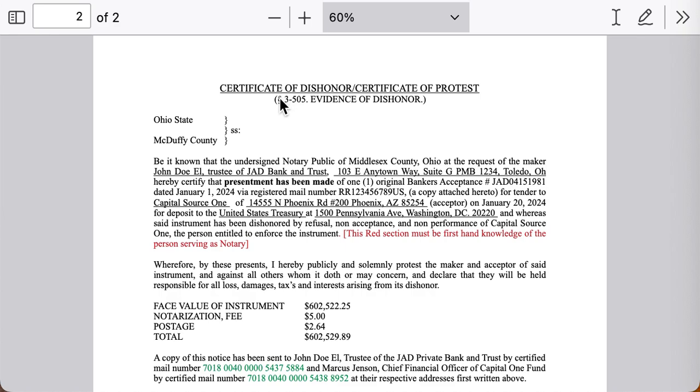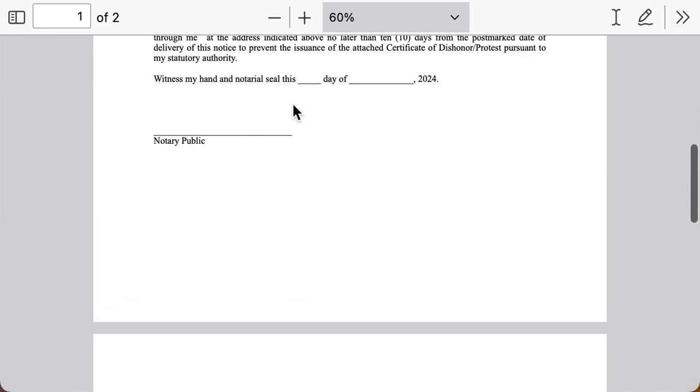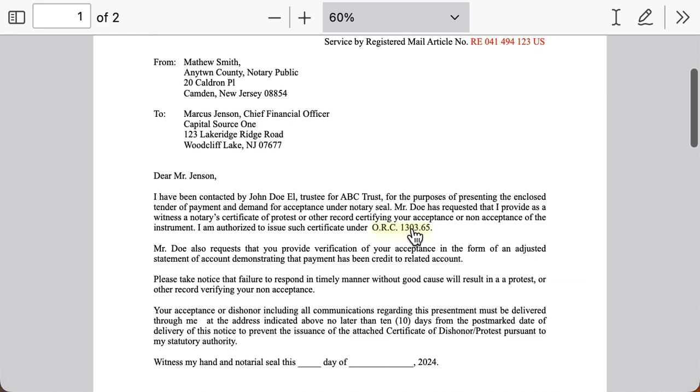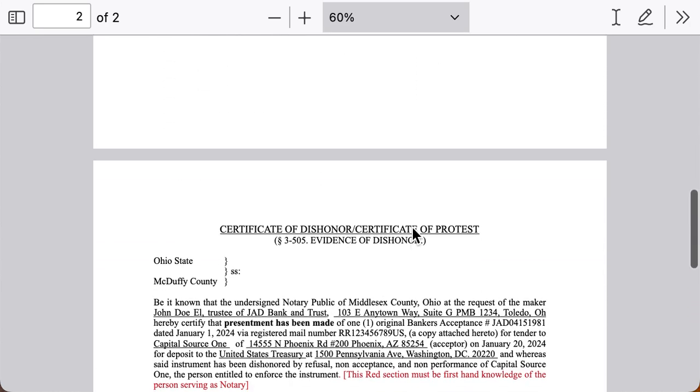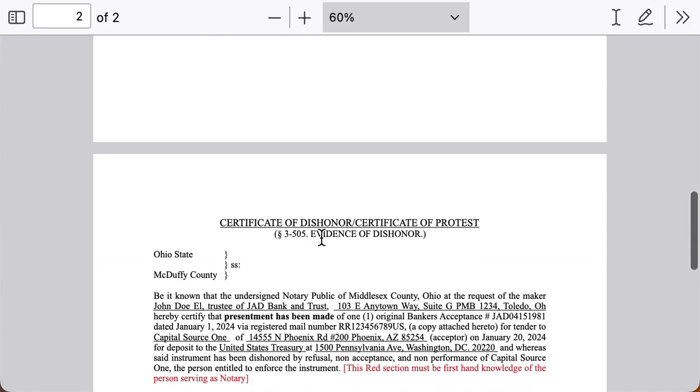And then there's also UCC 3-505. Let's go look at that. Now, by the way, before you do a notary protest, it is imperative that you look up what the requirements are for a notary protest in your state. Uniform Commercial Code section 3-505 explains to you that a notary protest is evidence of dishonor. Let's look at it again real quick, just so you understand. I'm not making this up.